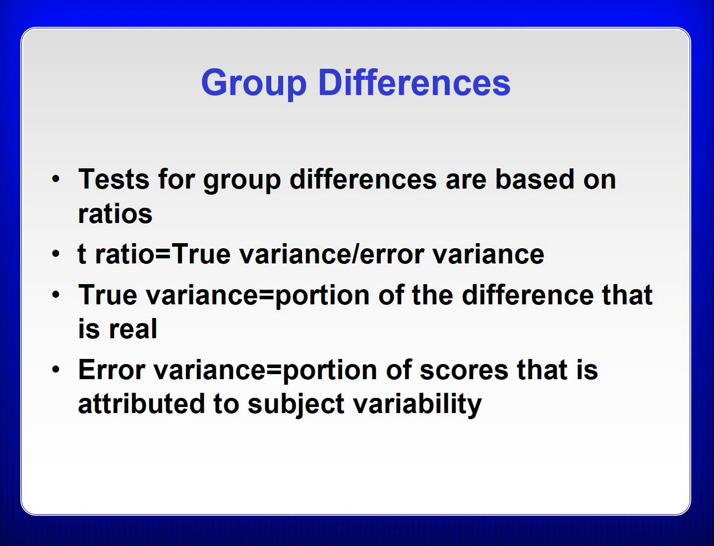portion of the difference that is real. And error variance is equal to portion of scores that is attributed to subject variability. If no real differences exist between the groups, true variance is error variance, or the ratio is equal to 1. When a significant t-ratio is found, we are really saying that true variance exceeds error variance to a significant degree.